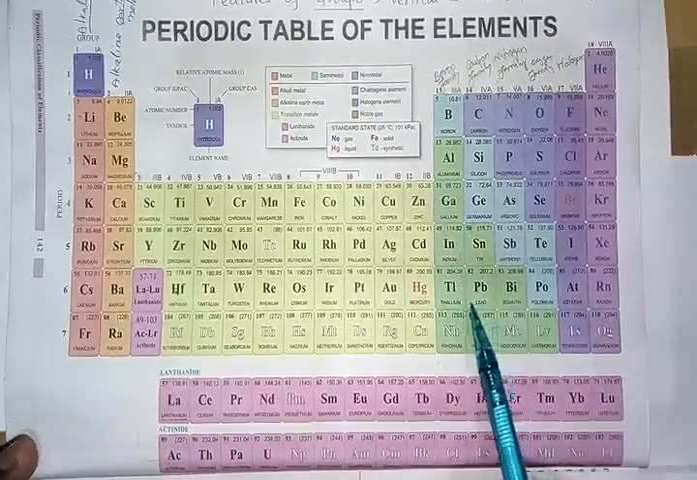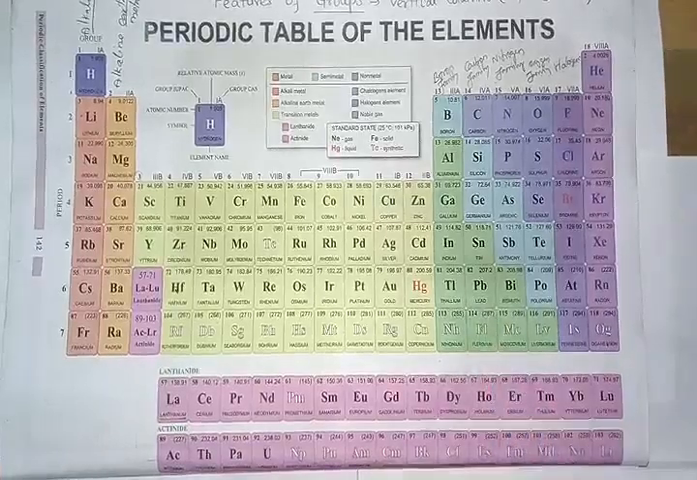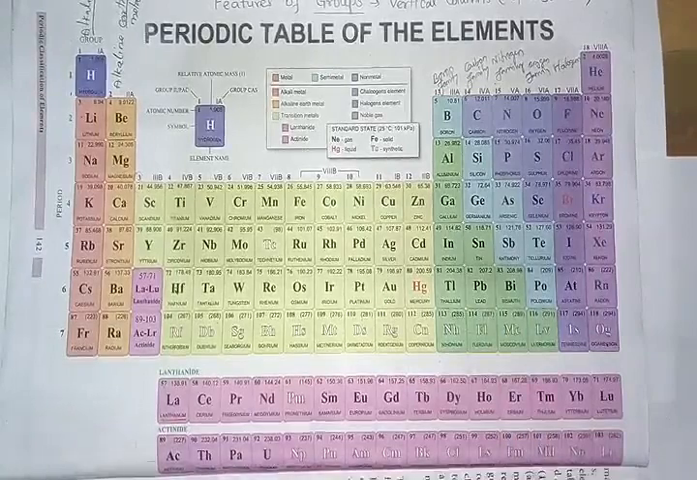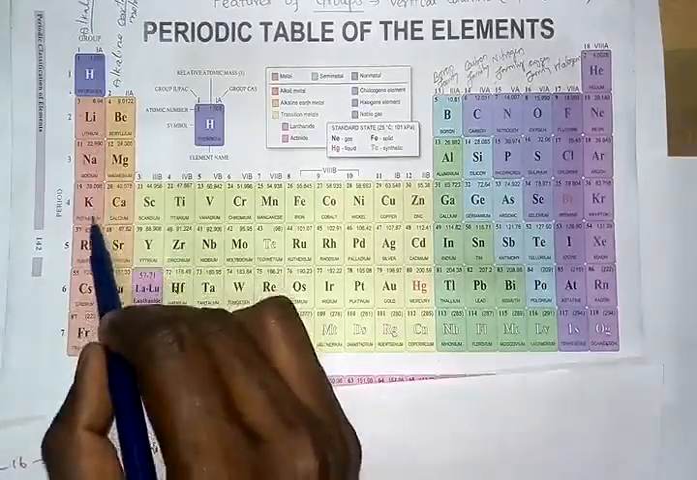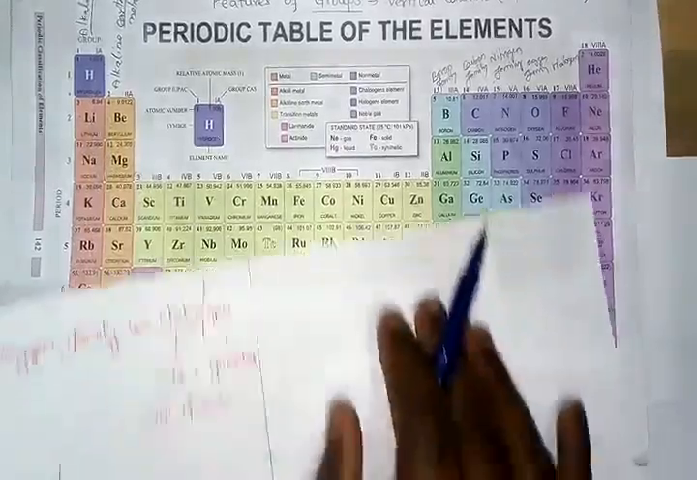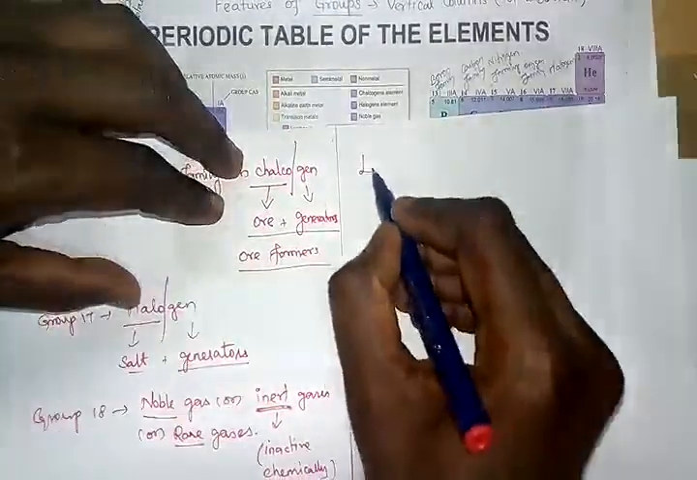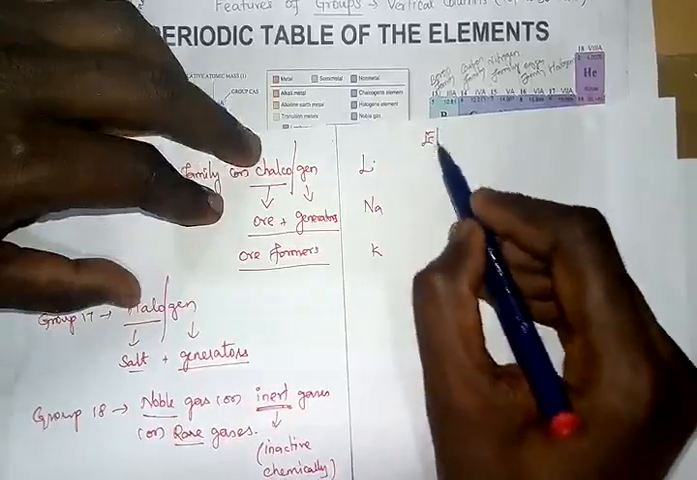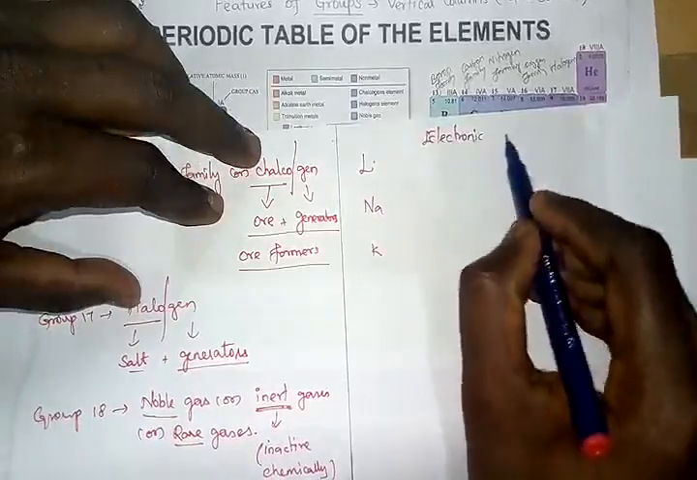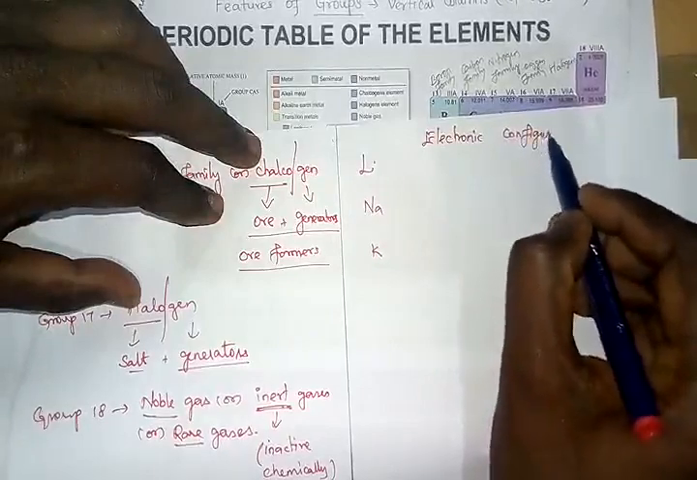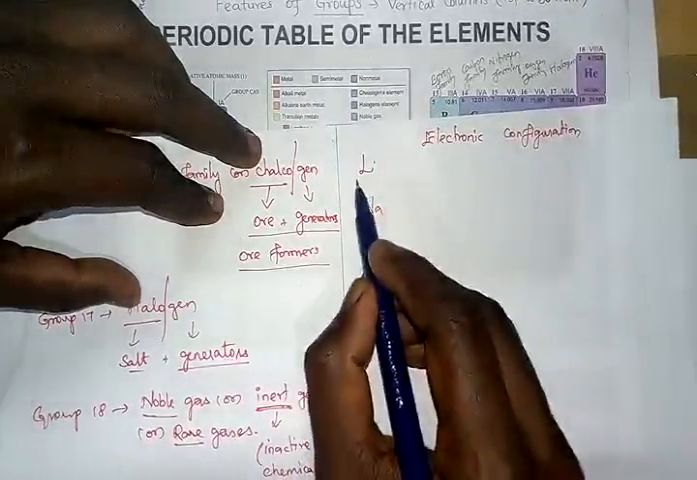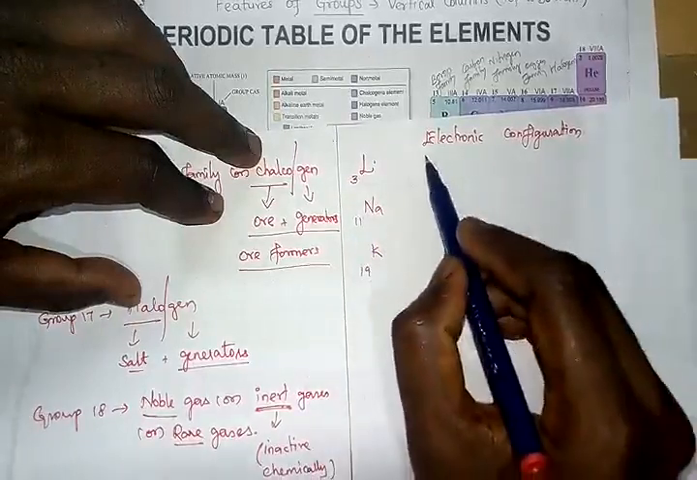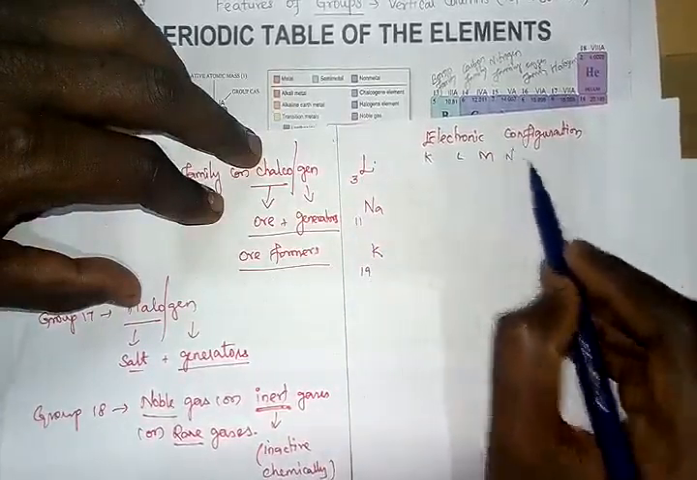I want to clarify one more piece of information: what about group 1 elements? We will look at group 1 elements: lithium, sodium, potassium. So initially we will go with lithium, sodium and potassium. What I want is the electronic configuration. What is the atomic number of lithium? That is 3. Sodium is 11. Potassium is 19. Okay, let me write the electronic configuration.